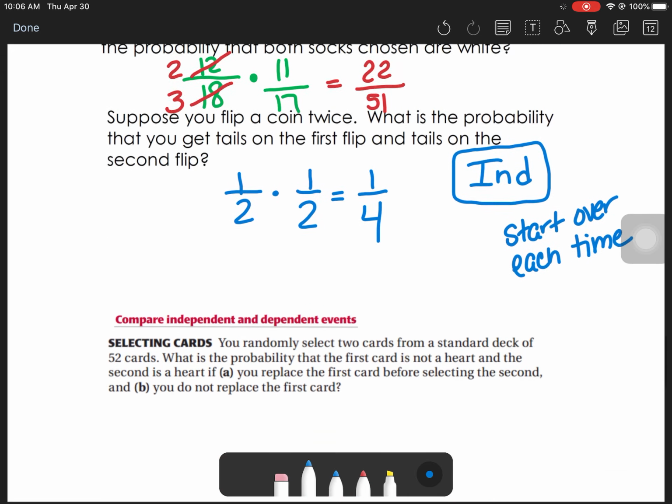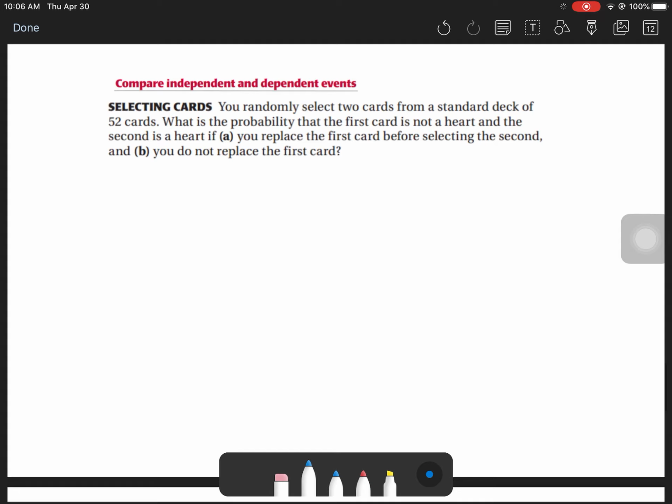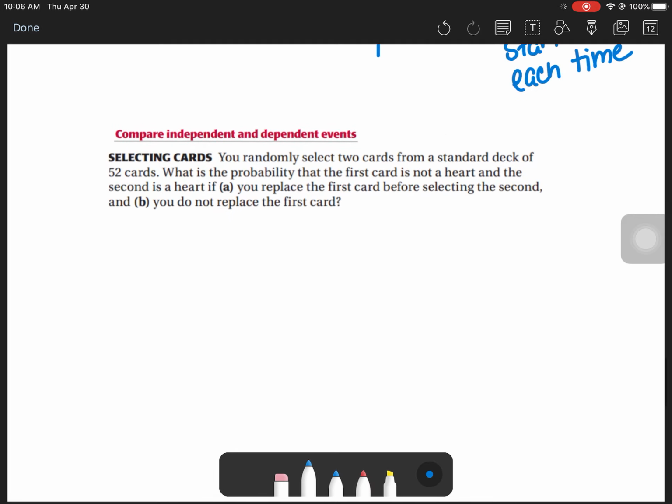Okay, next is going to be some playing cards. You randomly select 2 cards from a standard deck of 52 cards. What's the probability the first card is not a heart and the second card is a heart if you replace the first card? So there are 13 hearts in a deck. So if I don't want a heart, I'm going to subtract 13 from 52, which means that there would be 39 other cards, which would be the spades, the diamonds, and the clubs out of 52.